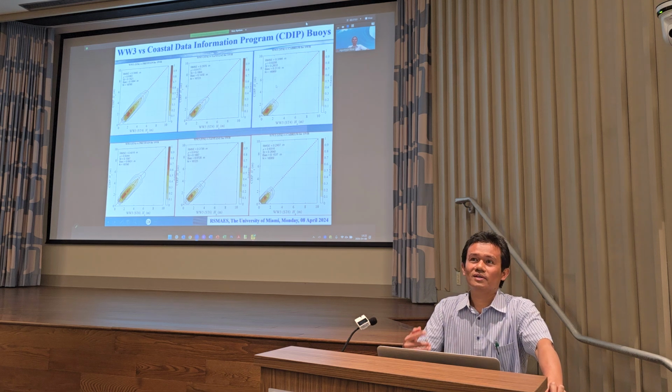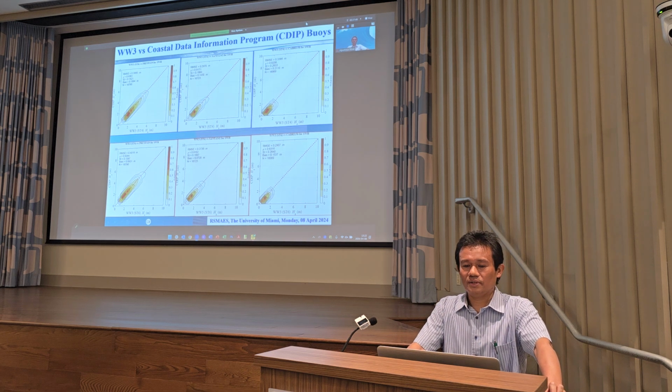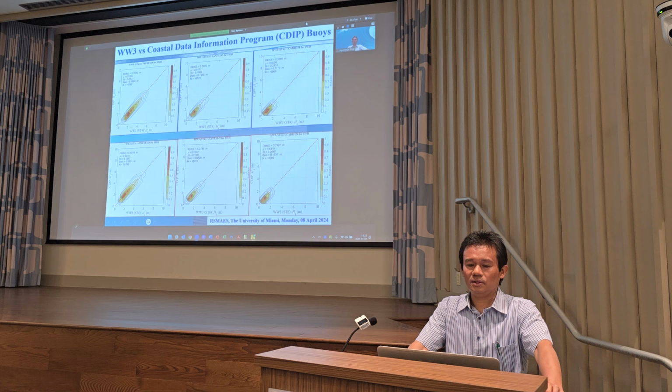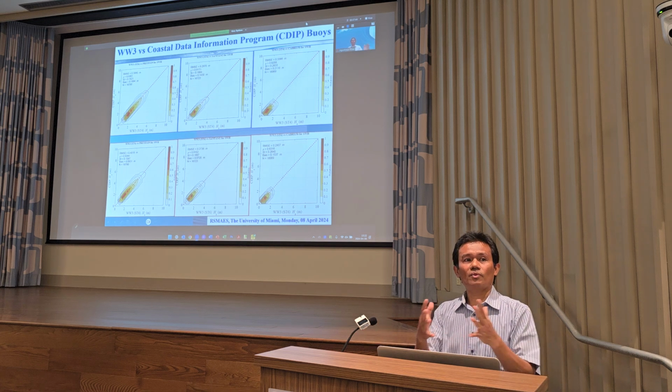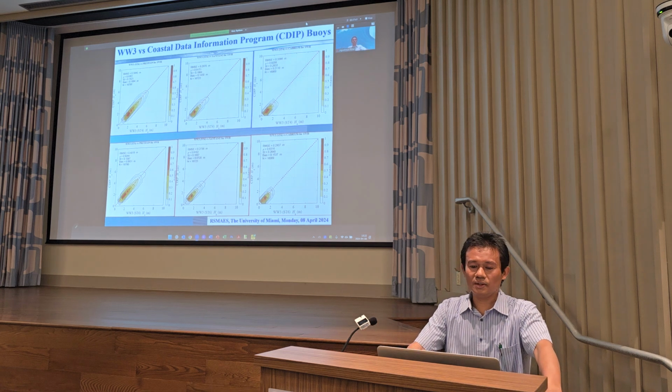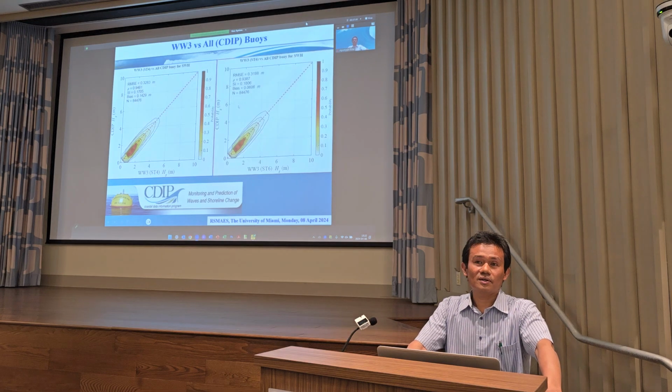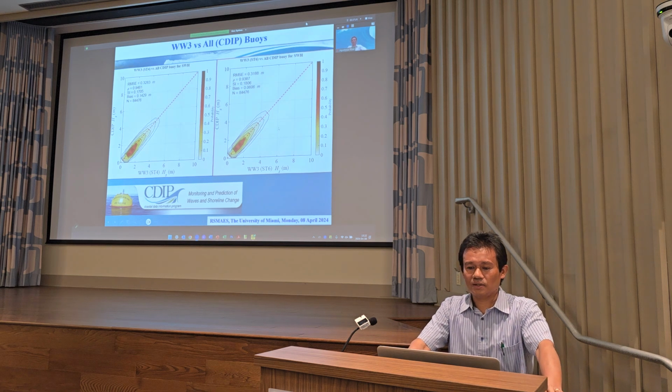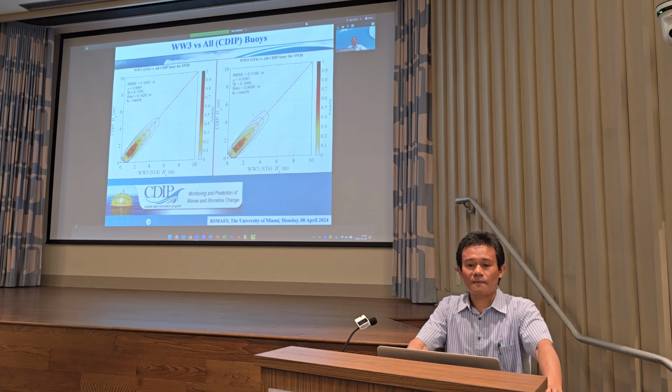So how do we make a decision? We pool all the data together from all the buoys, and then we can compare the results. Here we can draw the conclusion that ST4 is good in correlation coefficient and scatter index, while ST6 is good in RMSE and bias. So that's based on the CDIP buoys.